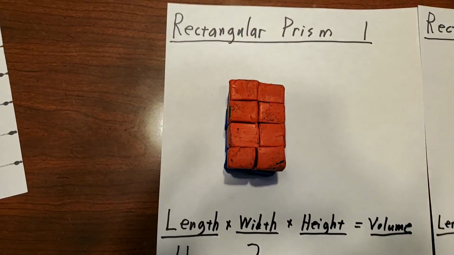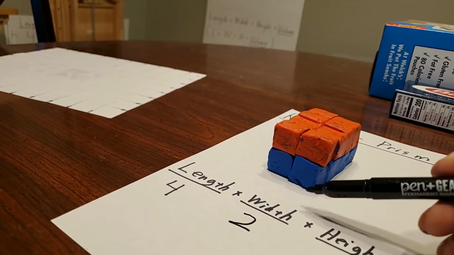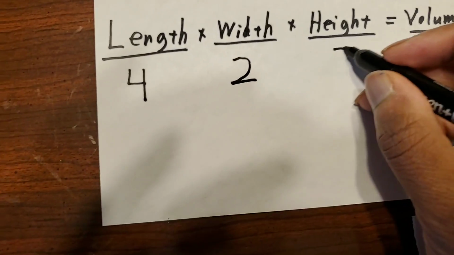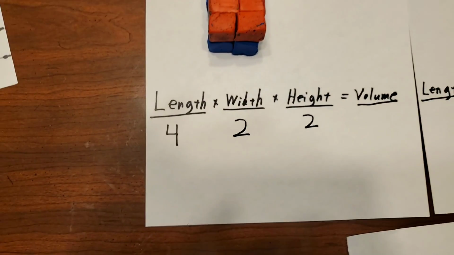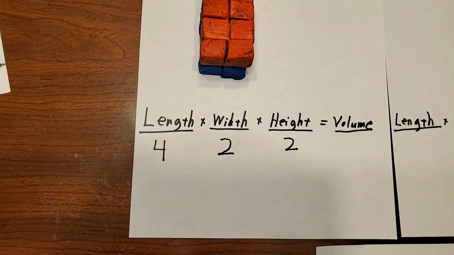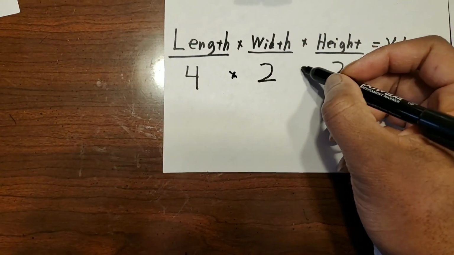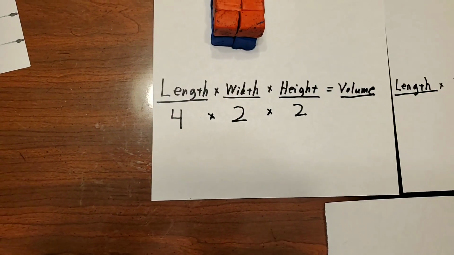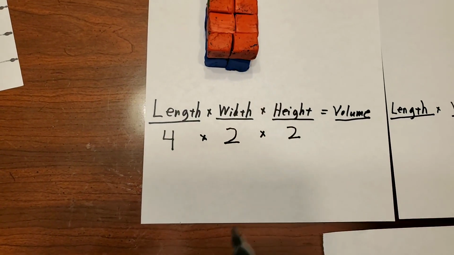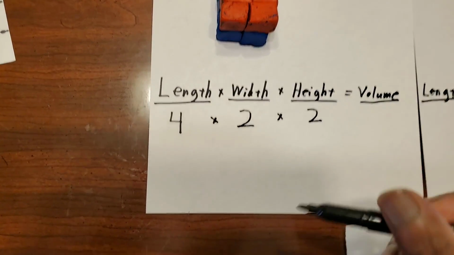Now, what is the height? How tall is it? Let's see. 1 inch, 2 inches. So this is the size of our first rectangular prism. What we're going to do is 4, 2, and 2. So this is the length, width, and the height. We're going to multiply these. So this will give us the volume of our first object. 4 times 2 is 8.